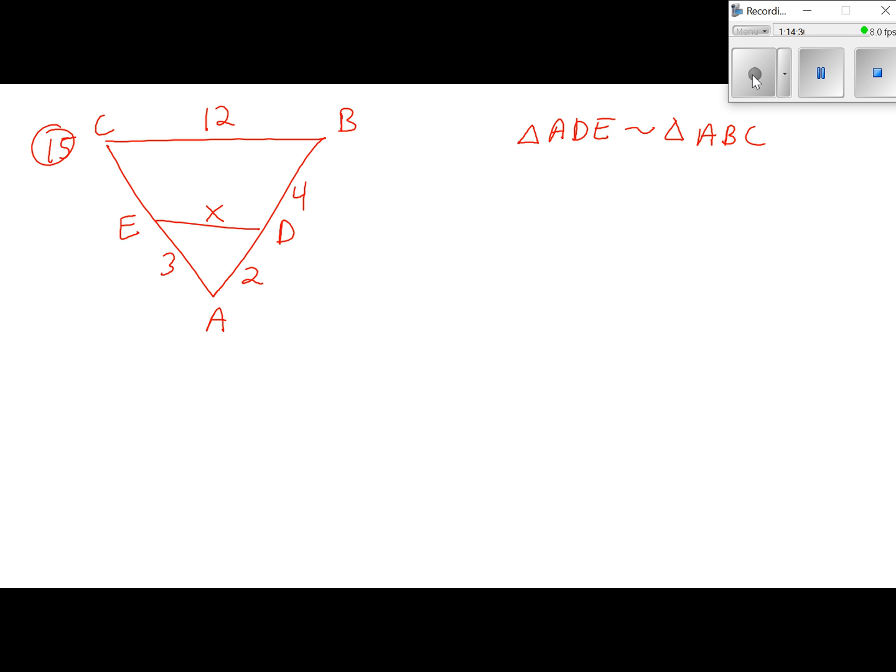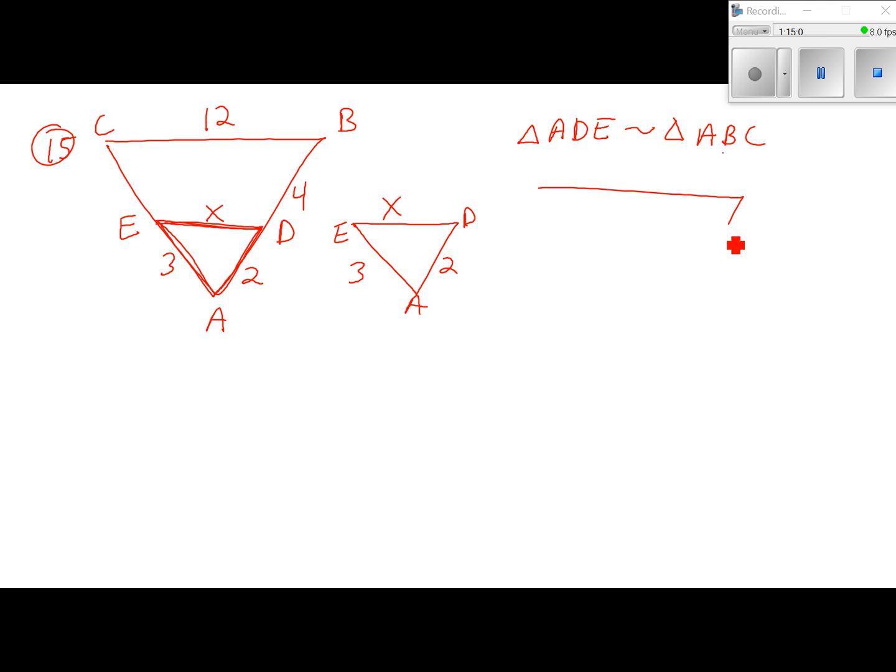All right, on problem 15, they give us a picture. It looks like this, and they tell us triangle ADE is similar to triangle ABC. First thing I would do with a picture like this is separate the two triangles. So if I take the small triangle, which is right here, that's triangle ADE. Separate it off. A there, E there. And this is X, this is 3, this is 2.